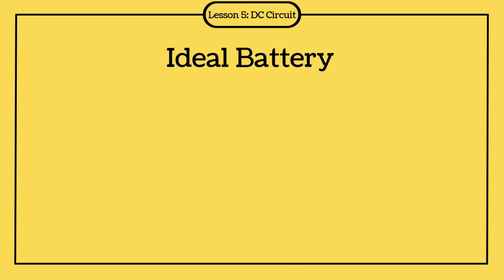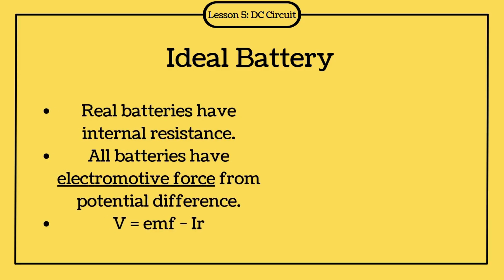One final thing that we need to cover in DC circuits is the ideal battery. Real batteries have an internal resistance. They have an electromotive force from the potential difference between the ends of the battery, and the voltage outside of the battery is equal to that EMF, electromotive force, minus the current times the internal resistance. You can see that IR portion is similar to Ohm's law, but the lowercase r represents an internal resistance rather than an external one from another resistor.